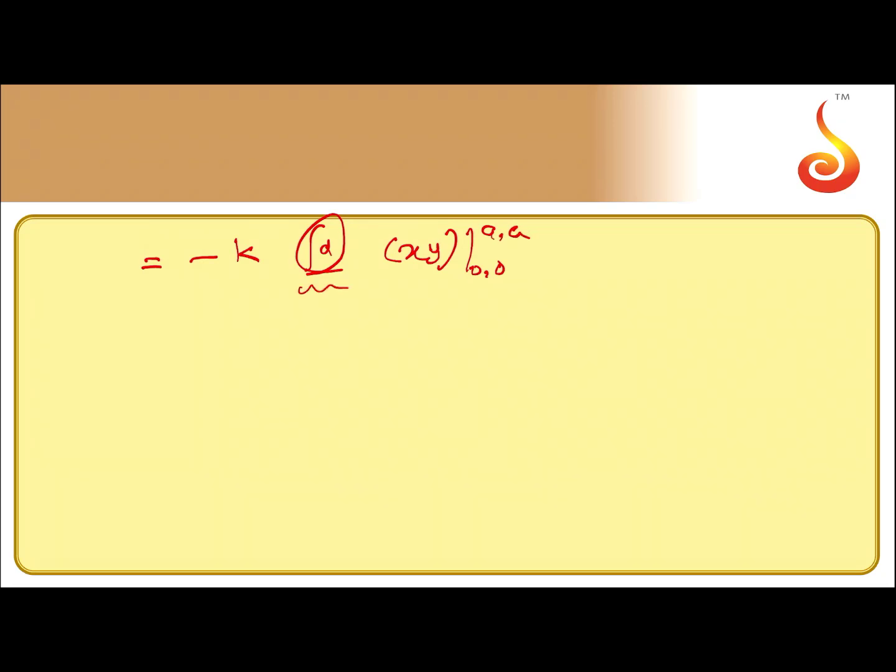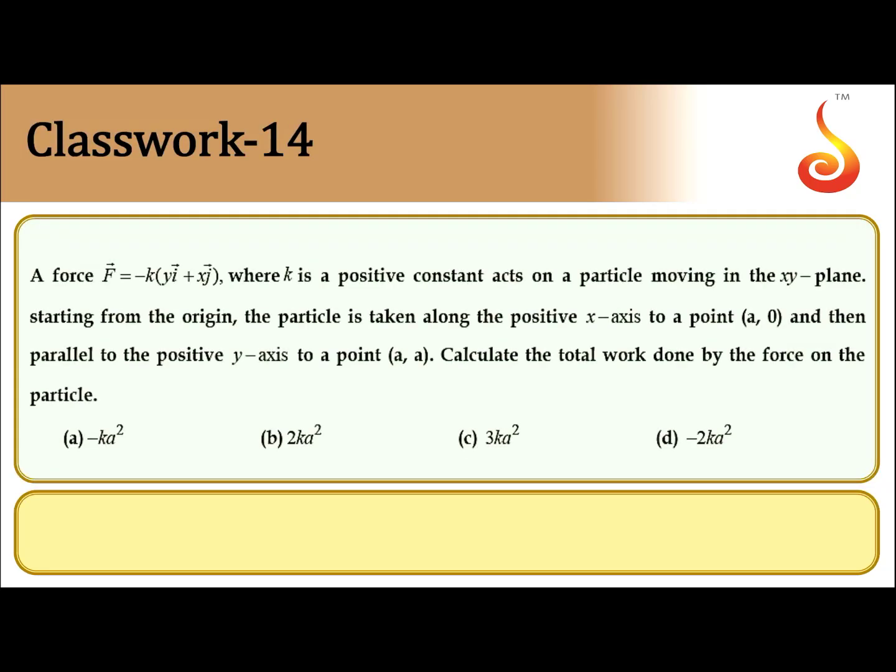So these two are gone. I'm left with minus k. This is xy, x is a, y is a, so at (a, a) that is a into a, minus 0, that is minus k a square. So the work done is equal to minus k a square. So we have minus k a square as the answer.